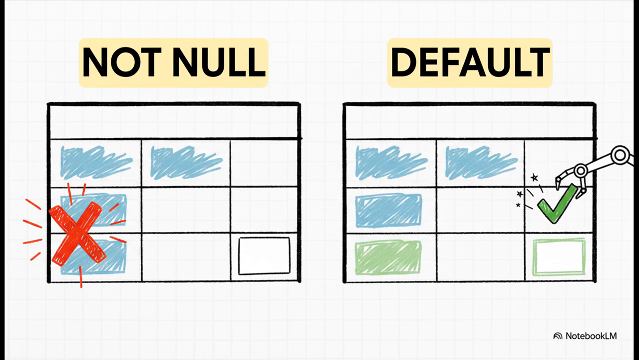And finally, we've got a couple of simple but really useful ones. Not null is exactly what it says. It just stops a column from ever being left empty. And default is its helpful sidekick. It'll automatically pop in a value if you don't provide one, like setting a new user's status to active by default. Super handy.